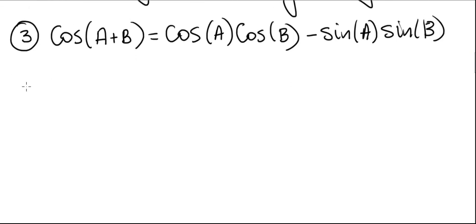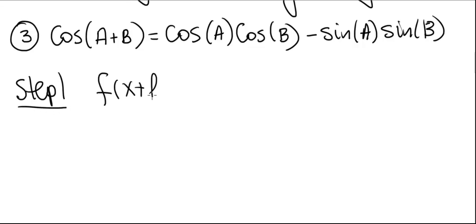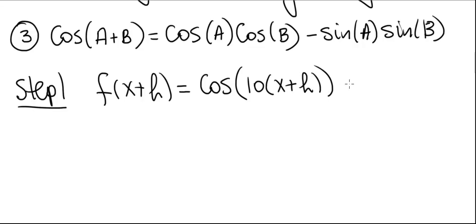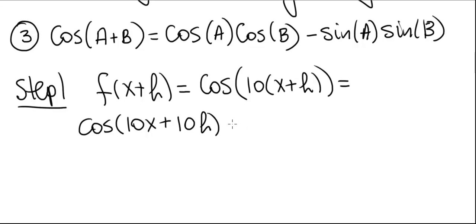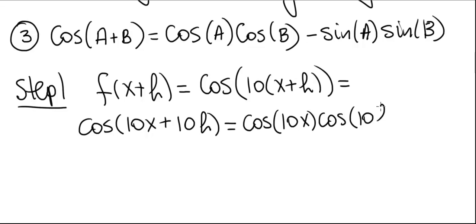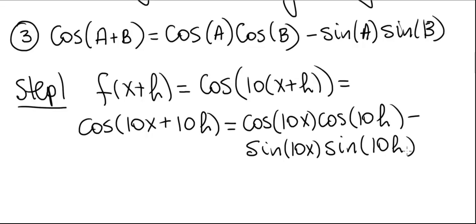So with these three results, we can now proceed to find the derivative of cosine of 10x. Step number 1, we're going to compute f of x plus h and simplify it as much as possible. In this case, this is cosine of 10 times x plus h. Of course, you're going to put that in parentheses. This is cosine of 10x plus 10h, and now we can use the trig identity above to express it as cosine of 10x times cosine of 10h minus sine of 10x times sine of 10h. And that's the end of step 1.